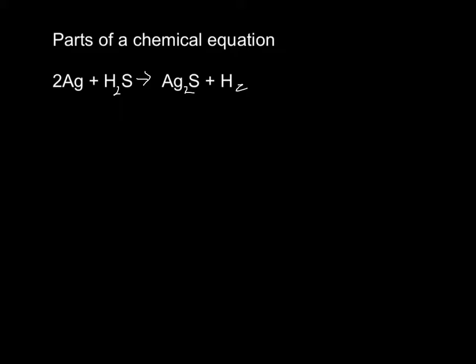So let's look at this chemical equation to figure out what the different parts are. First, let me read the equation to you. If I were to read this equation, it says that 2Ag plus H2S produces Ag2S plus H2. Basically what this means is that we have two reactants, silver and hydrogen sulfide, and when they are put together they react to create silver sulfide plus hydrogen.